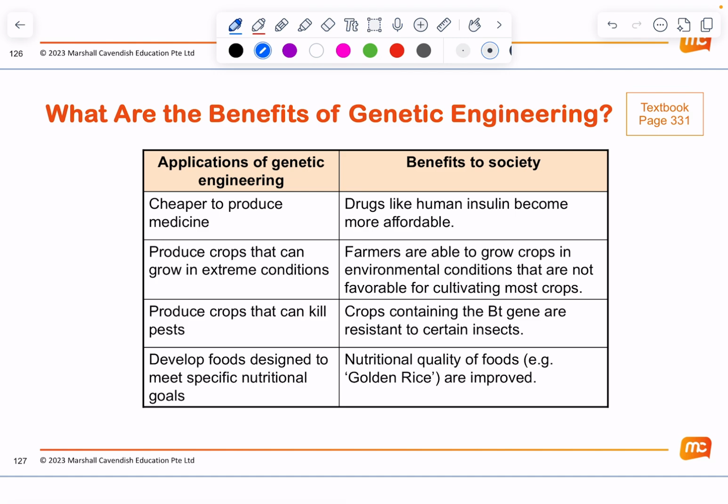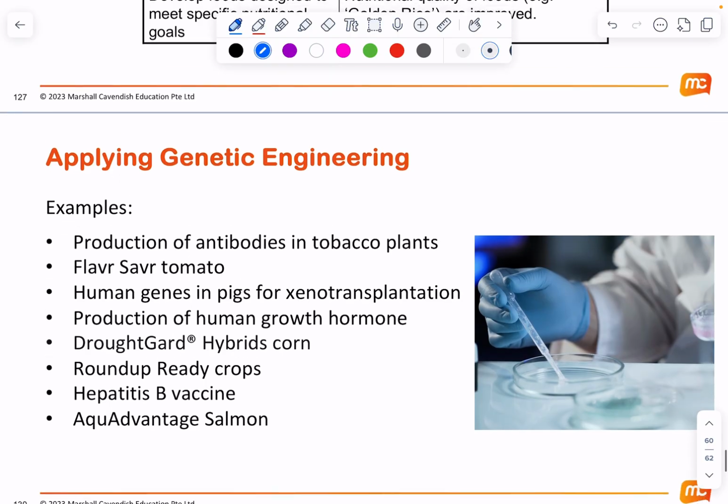Okay. I can also produce crops that can kill pests. So in that sense, the pests will not be able to infect or affect the crops that we eat, the food we eat. So there's also minimal wastage. And lastly, the developed food can be designed for a more specific nutrition goal. For example, you put all the nutrients inside a particular rice that you eat, so you cover a lot and maximize whatever nutrients you can get from the food. So that's another example of genetic engineering.